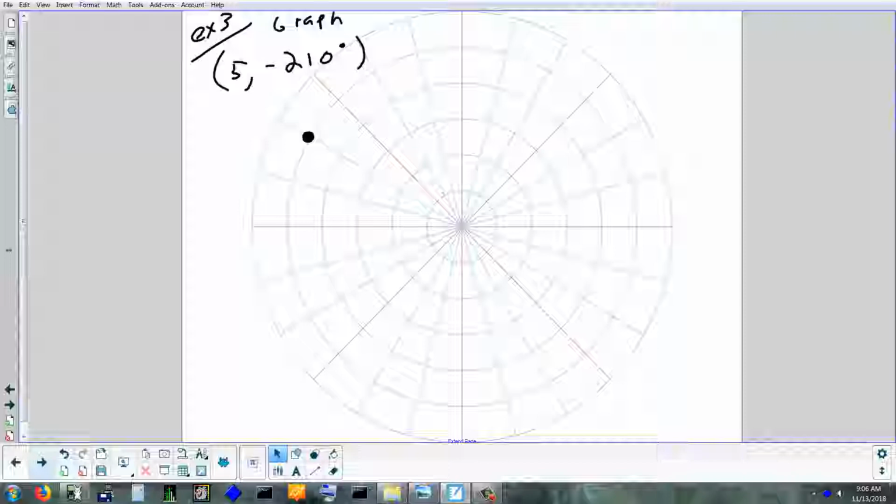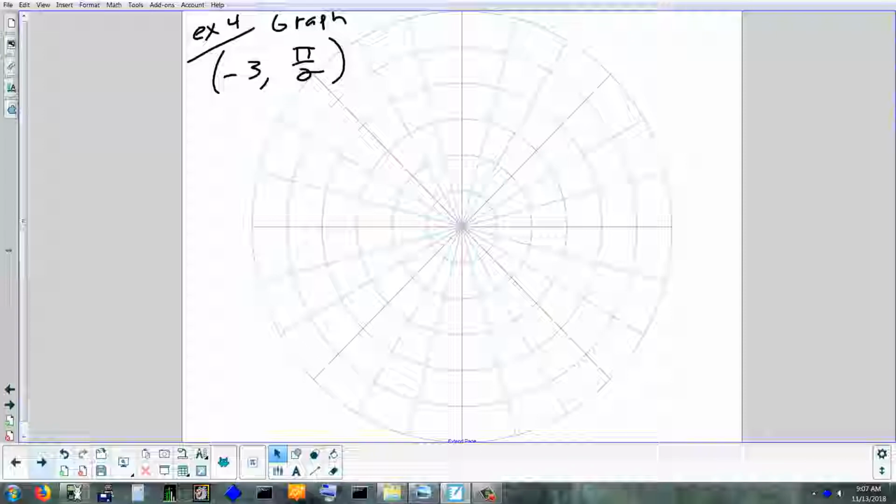Any questions on that one? So that's a positive radius, negative angle. I'm not going to do every single problem in degrees and radians. I'll give you an example of all the positives and negatives, but keep in mind, any of these angles could be in radians.